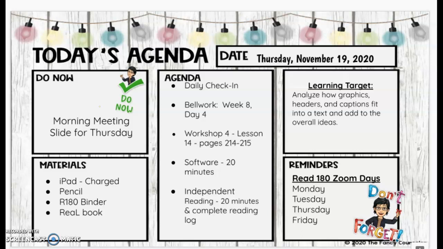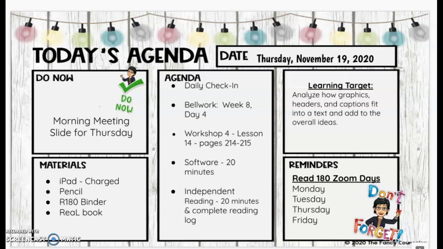Now, you'll see today's agenda. We're going to go through the morning meeting slide for Thursday in class. We won't do that in this recording. The materials you'll need are a charged iPad, a pencil, Read 180 binder, and your real book. For your agenda, you'll see there are 5 things you'll be doing. Remember, this is a 2-period class, so we've broken it down. The first 3 things we'll do basically in the first hour, the first period.